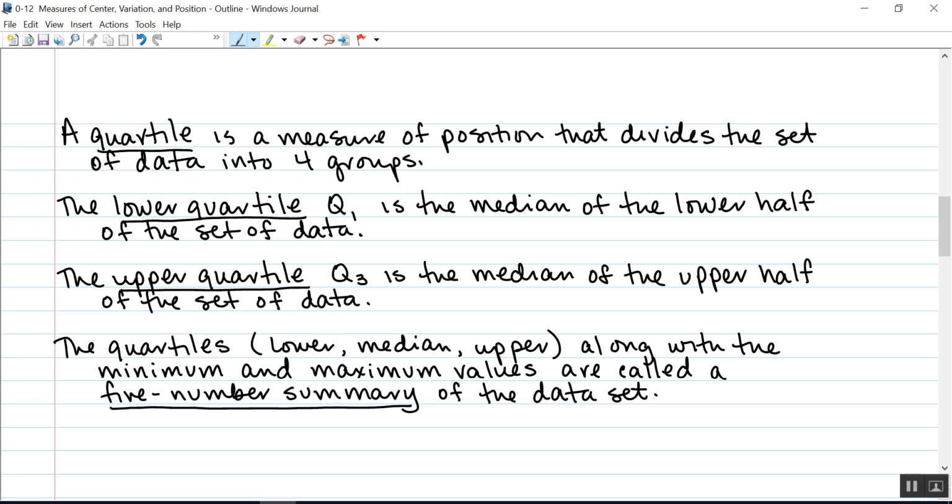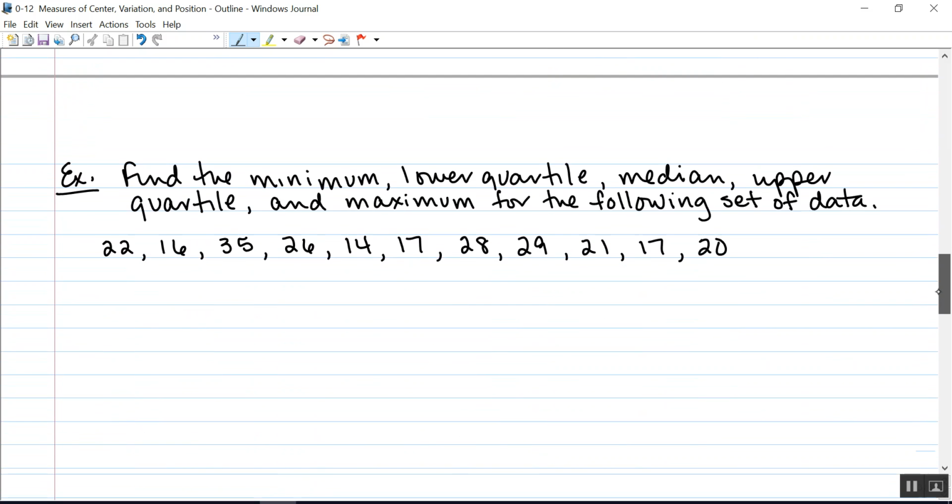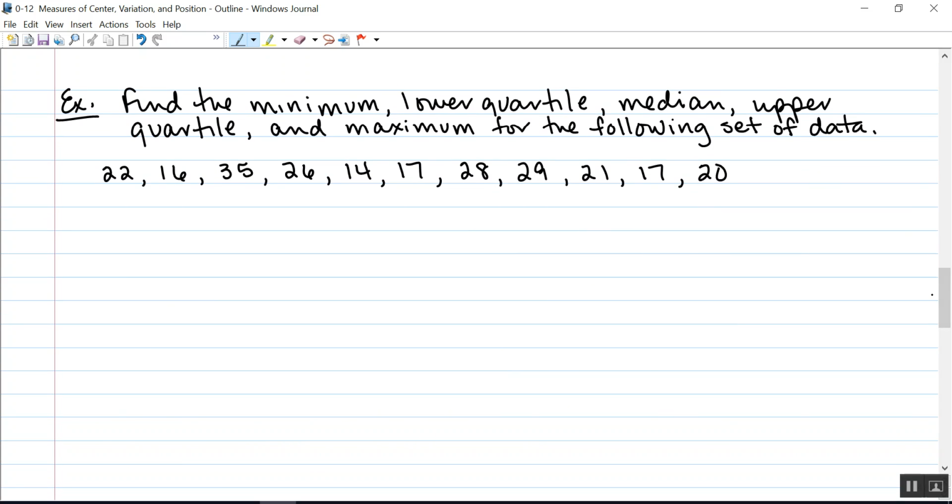So these quartiles, the lower quartile, the median, and the upper quartile, along with the minimum and maximum values of the data set, are called a 5-number summary. So let's take a look at another example here. Find the minimum, the lower quartile, the median, the upper quartile, and the maximum for the following set of data. In other words, give me the 5-number summary.